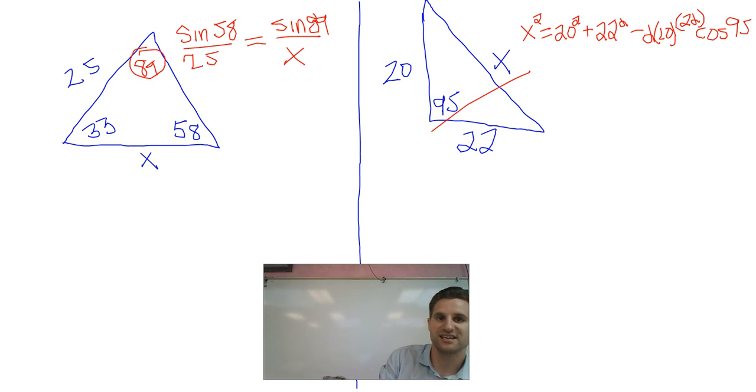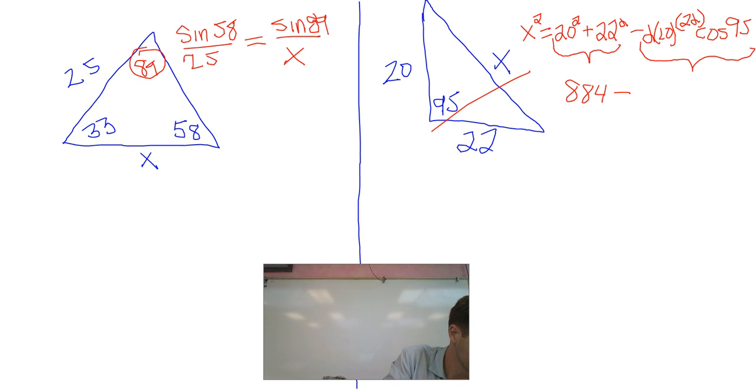Alright, let's go ahead and solve these, shall we? I'm going to solve this one first, because we can solve by grouping these pieces together. I'm going to plug all that in my calculator right now. 20 squared plus 22 squared. I highly recommend you try this on your calculator. And we get 884 minus, now I'm going to plug in 2 times 20 times 22 times the cosine of 95. That gives me a negative 76.7, we'll call it. This is equal to x squared.